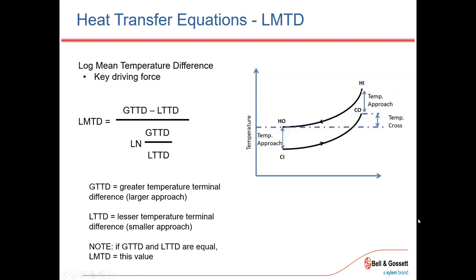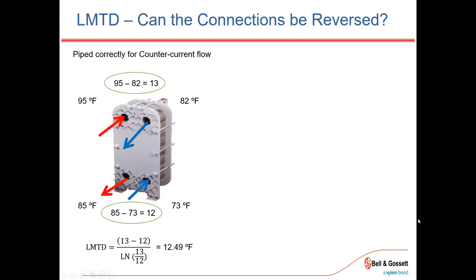So in this case, we've got 95 coming in on the hot side, leaving at 85. The cold side coming in at 73, leaving at 82. And what we have up top circled would be the approach for each. So the approach up top is 13, approach on the bottom is 12. So if we plug that in, we're going to get 12.4 or about 12.5.